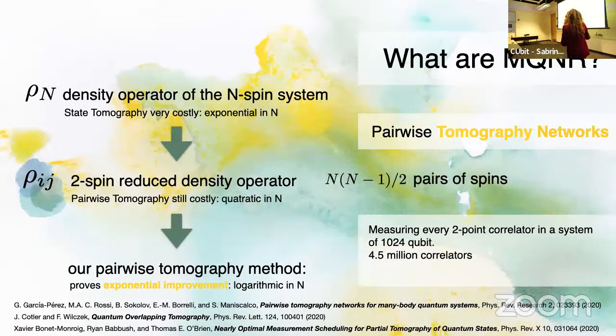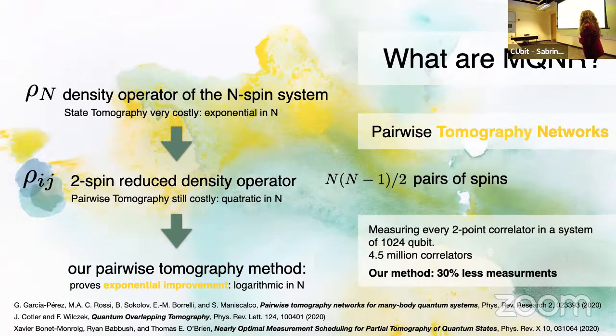In particular, and now I'm taking a quote from the quantum overlapping tomography paper, they estimated, for example, that if you want to measure every 2-point correlator in a system of, say, 1024 qubits, this would require 4.5 million correlators, and they estimated this is doable in a reasonable amount of time with this type of method. Our method, developed slightly after the other two methods, focuses on networks and has a similar scaling but a better form factor, and allows us to reduce the total number of measurements in this specific case by 30% with respect to the other two.